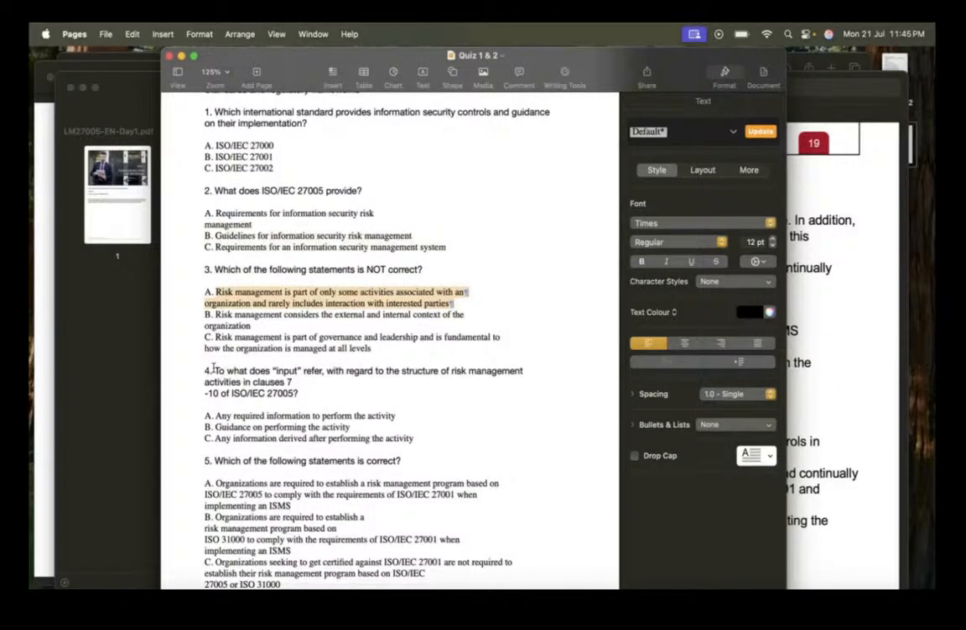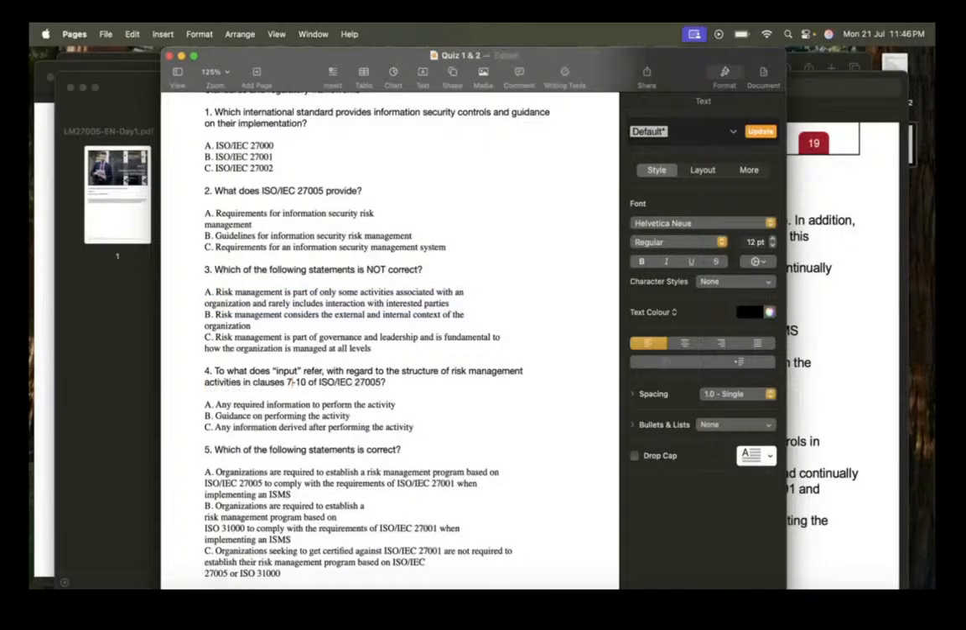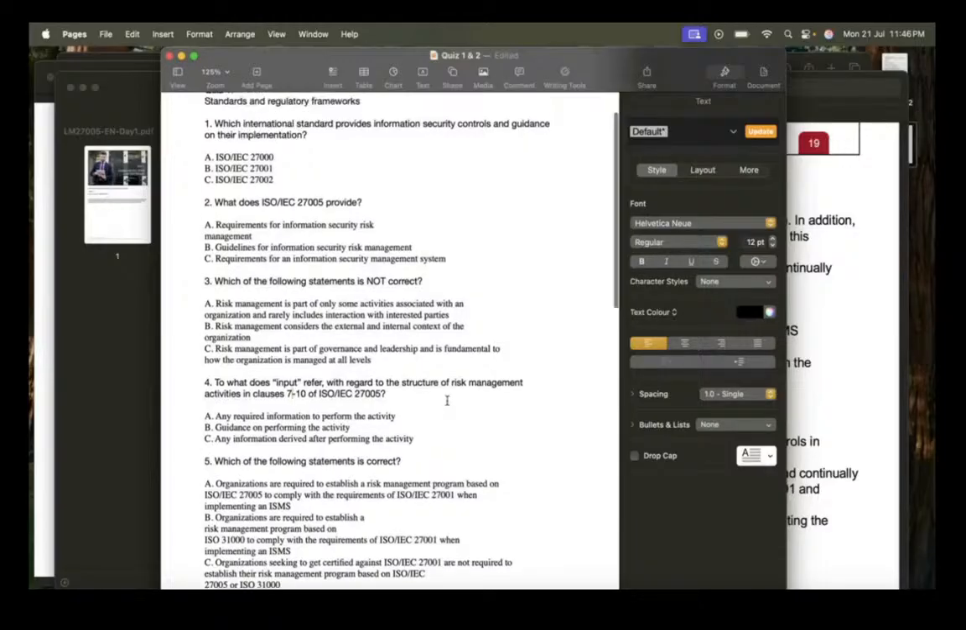Okay, moving on to the next one. What does input refer to with regard to the structure of risk management activities in clauses 7 to 10 of ISO IEC 27005? If you remember when we were discussing the structure of 27005 yesterday, we discussed that there are 5 steps: input, then triggers, and things for their output. So it's just asking what does input refer to?